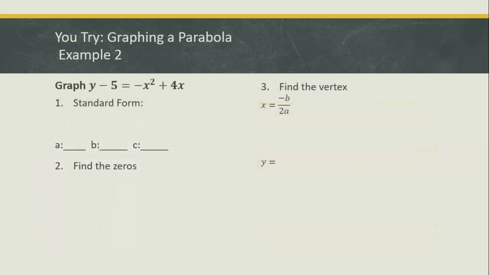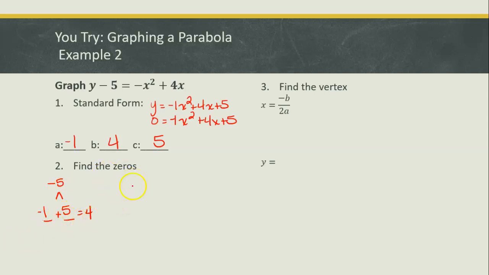So let's try one. First of all, let's get this in standard form by adding 5 to each side. So this becomes y equals negative 1x squared plus 4x plus 5, and I'm going to replace y with 0. So it's negative 1x squared plus 4x plus 5. A is negative 1, B is 4, and C is 5. I'm always going to try factoring first. I'm looking for two numbers that multiply to be negative 5 but add to be 4. Let's try maybe negative 1 and 5. Negative 1 times 5 is negative 5. Negative 1 plus 5 is 4, and it does work.